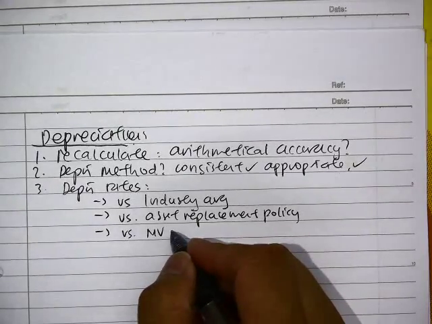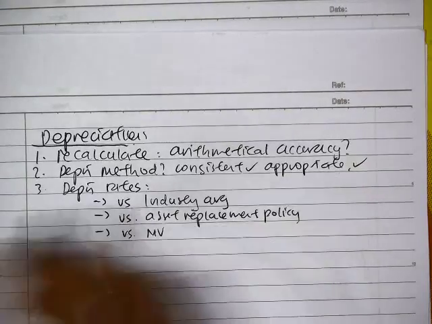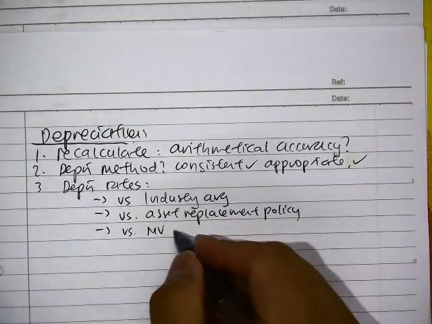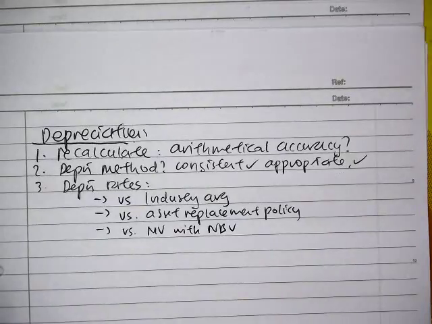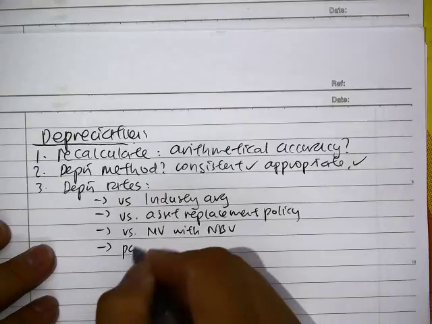We can also actually compare the market value of your asset. Of course, you must use market value as in similar age, condition, second-hand asset, with your net book value. So if you have depreciated your asset correctly, then we normally expect the NBV and the market value shouldn't be very far. Okay.